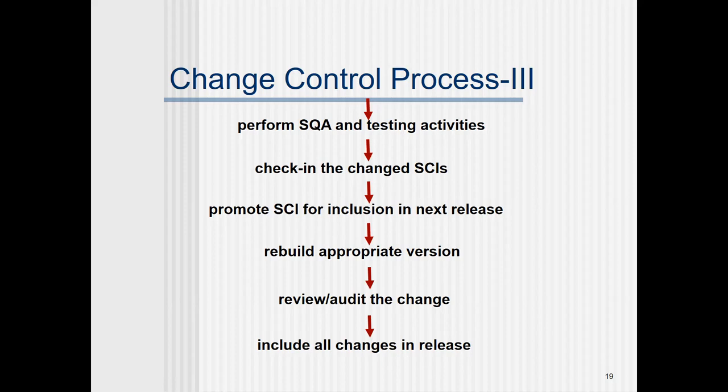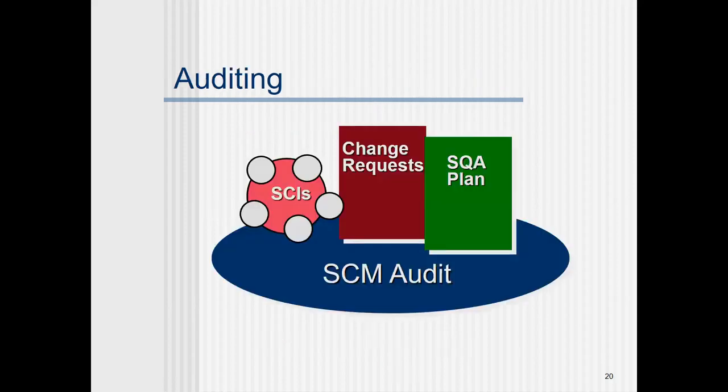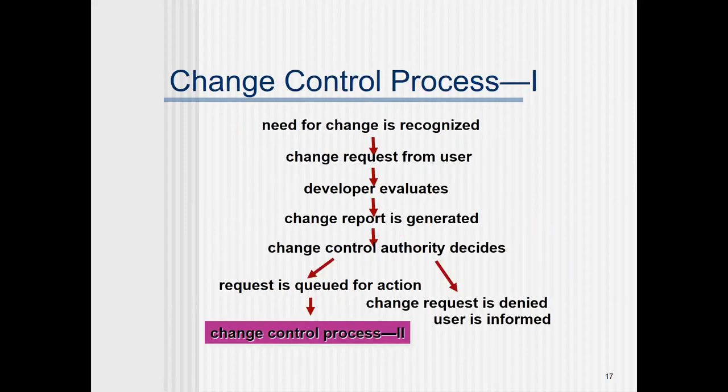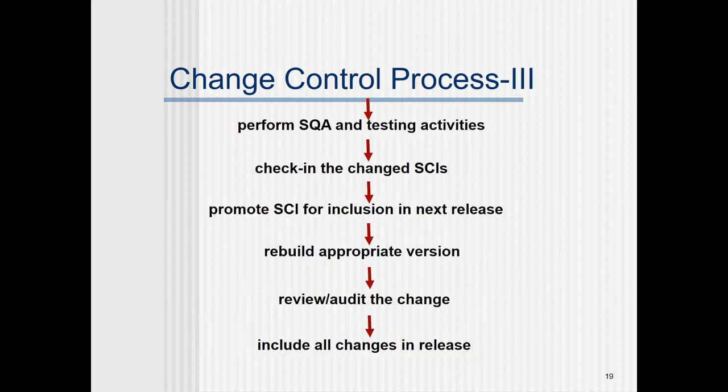The original product remains undisturbed. Am I clear? Only those software configuration items of the product which require a change, only we are doing it. And the original product is still available for the client for his use. And one fine day, maybe in some unofficial hours, we can go for doing that inclusion and release the product as a next release. Rebuild the appropriate version, review or audit the change, and include all changes in the next release. Okay, so this is what change control process 1, 2, and 3 are about.